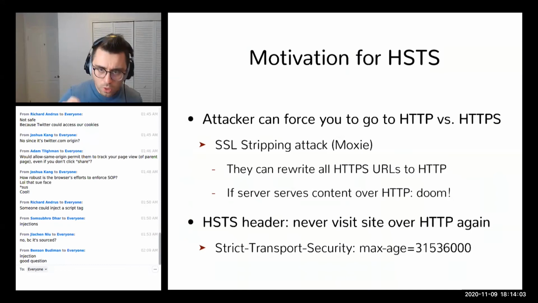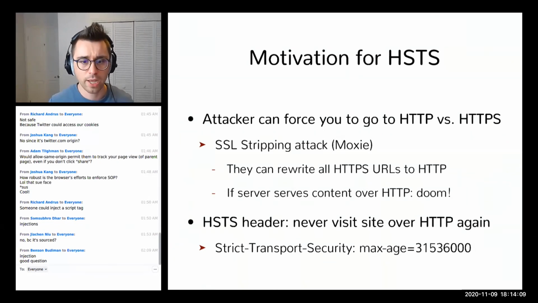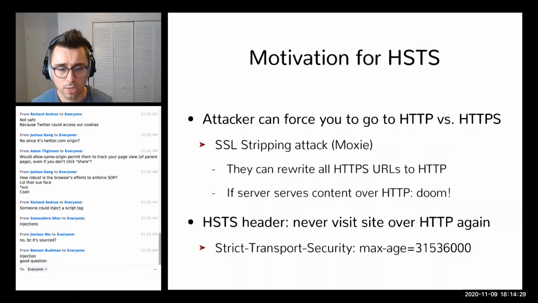So what we saw with the request that I showed you with curl is that if we respond over HTTP, the network attacker can strip all these HTTPS URLs to be HTTP. As long as your server keeps serving things over HTTP, doom happens. The idea with HSTS is another header that you can send to the browser.